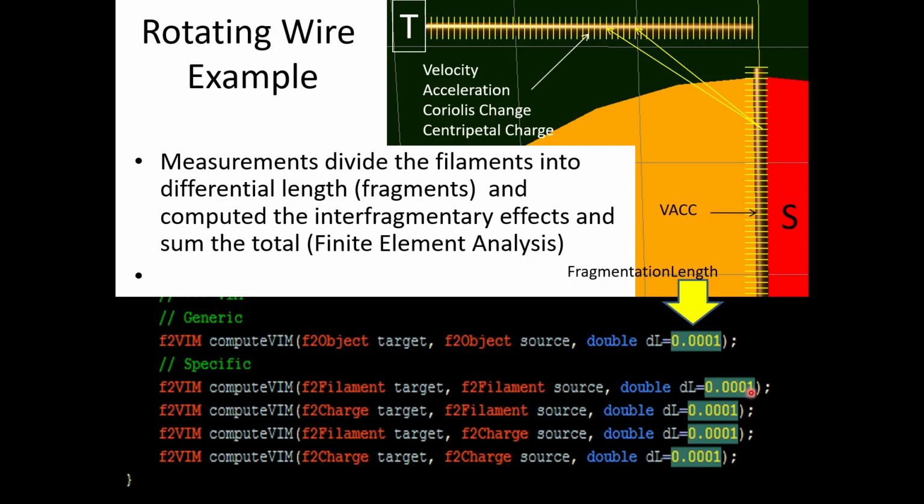Right now it's all defaulted to 1/10 of a millimeter. So what happens in this compute the VIM filament to filament is the filaments are chopped up into lengths, an even number. I mean, there's no fragmentary. They're chopped up into these tiny little lengths, and then each one of these is computed against each one of these. It's a double line integral essentially. And that's how the effects work, and that's how they're computed.